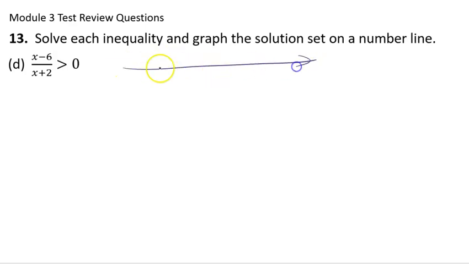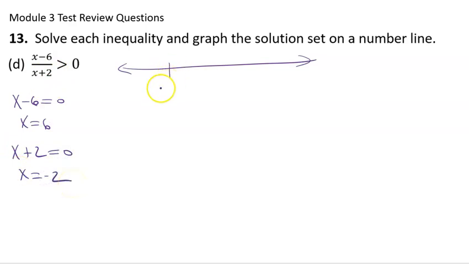So there we go. There's my number line. What goes on it? Well, if you set the numerator equal to 0, you get x equals 6. So x equals 6 goes on my number line. If you set the denominator equal to 0, you get x equals -2. So that goes on my number line as well, in order. So -2 goes on the left, 6 goes on the right.